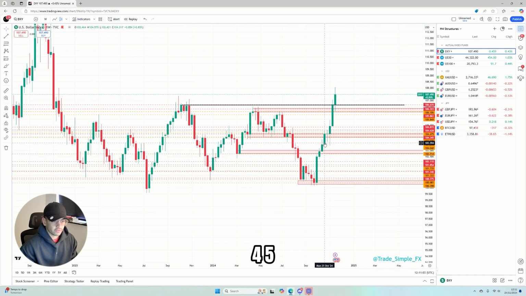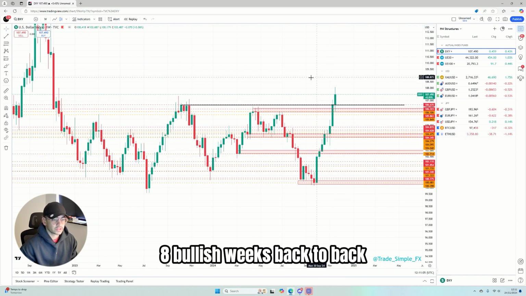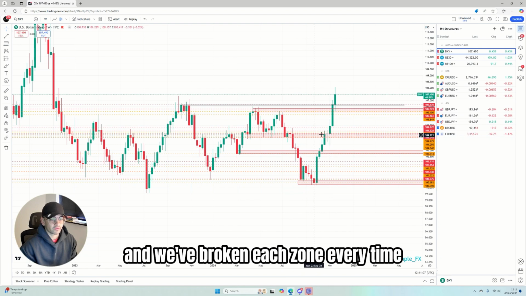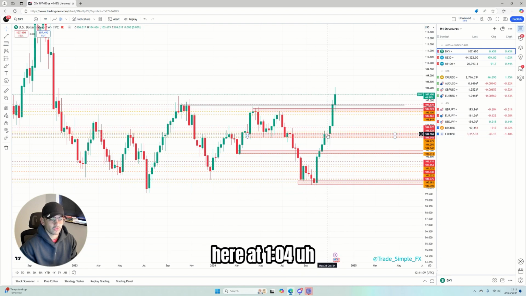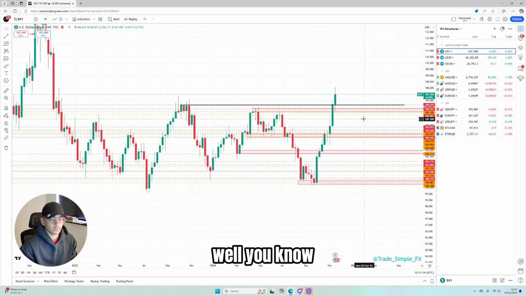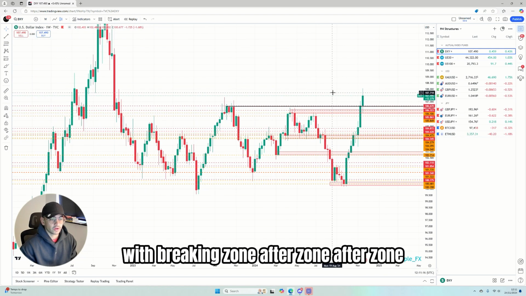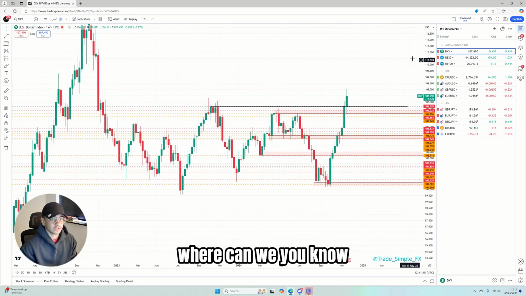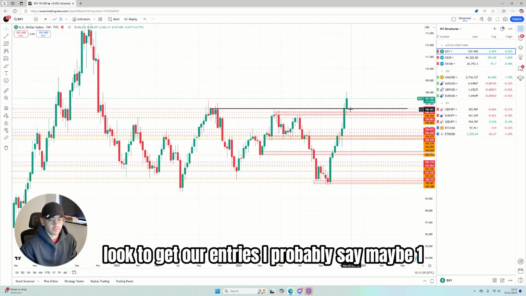1, 2, 3, 4, 5, 6, 7, 8 bullish weeks back to back, and we've broken each zone every time. With a bit of consolidation here at 104, we've just obliterated that upside. So, that's telling us, well, there's no stopping us. We're breaking zone after zone after zone. Where can we look to get our entries? I'd probably say maybe 106,500.